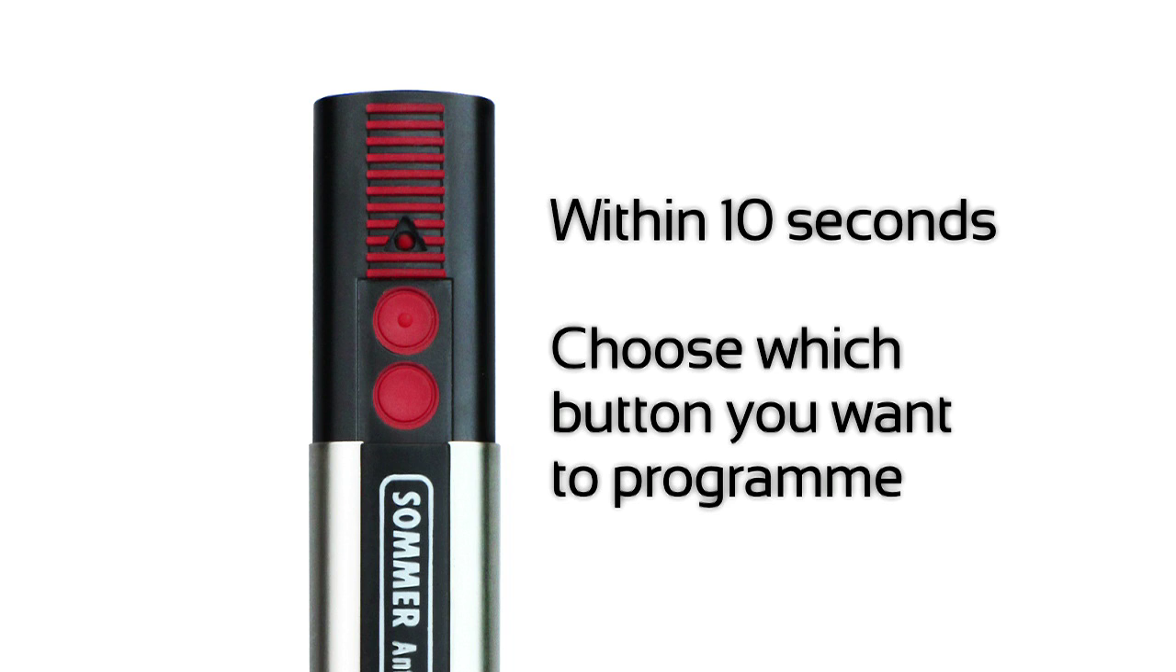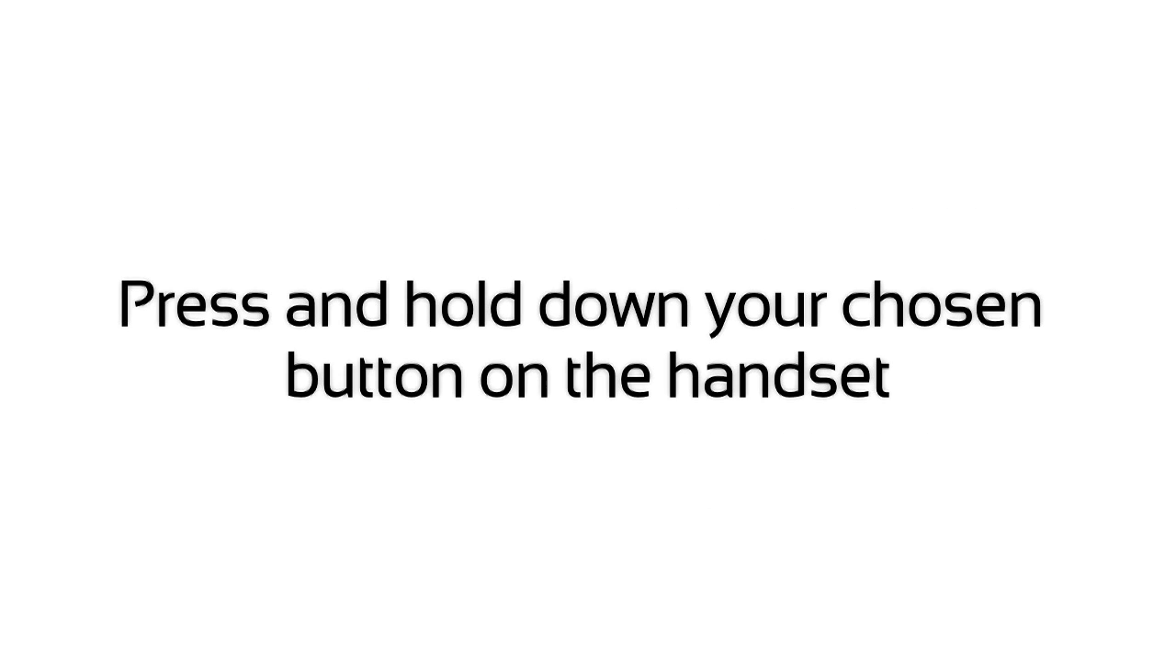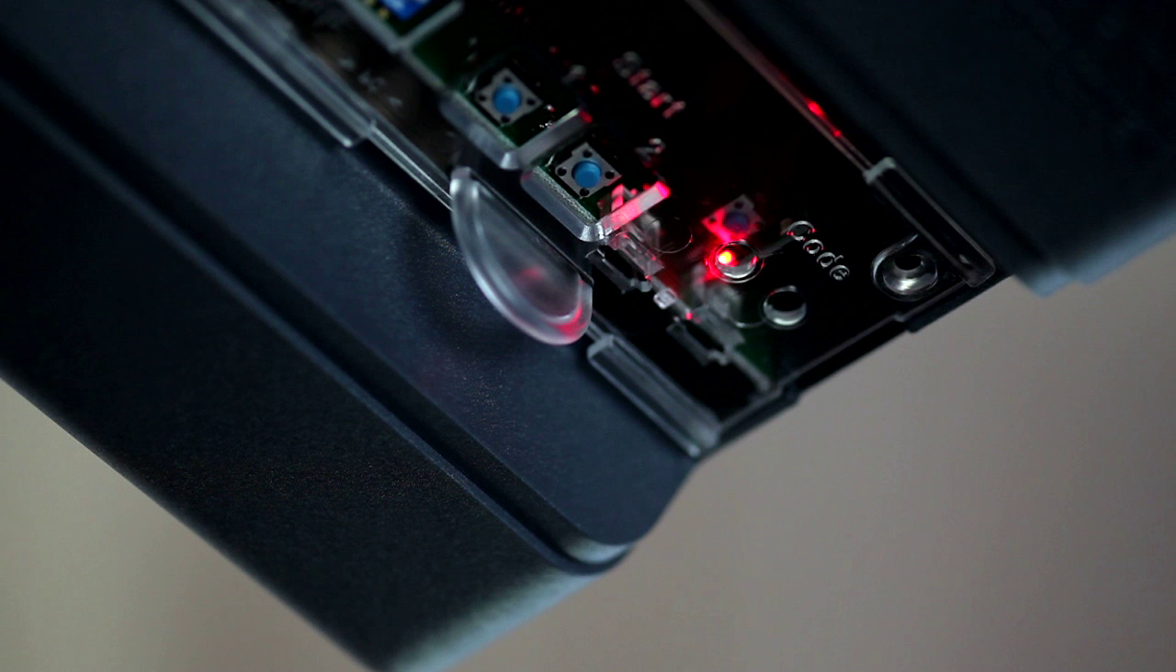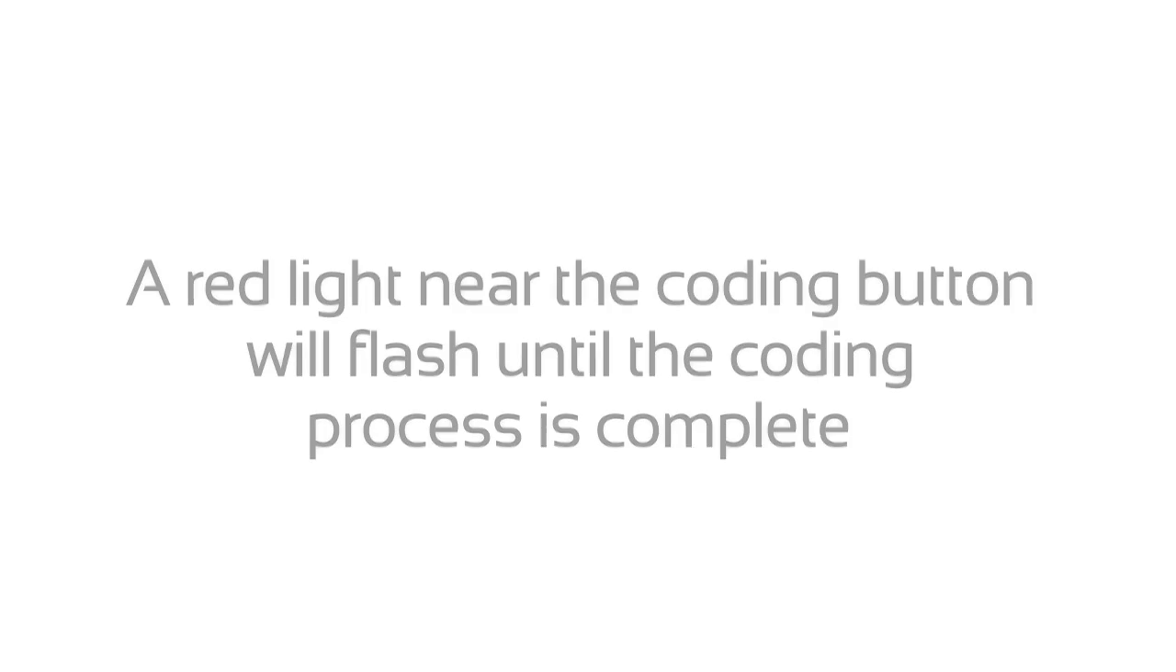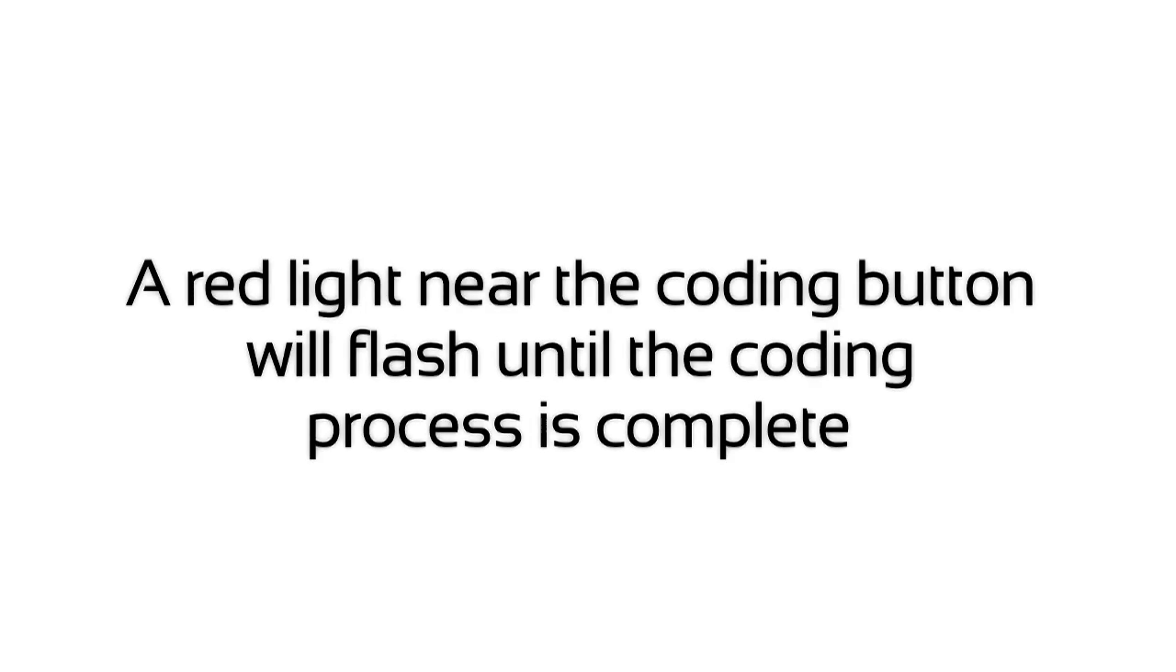Within 10 seconds, choose which button you want to program. Press and hold down your chosen button on the handset. A red light near the coding button will flash until the coding process is complete.